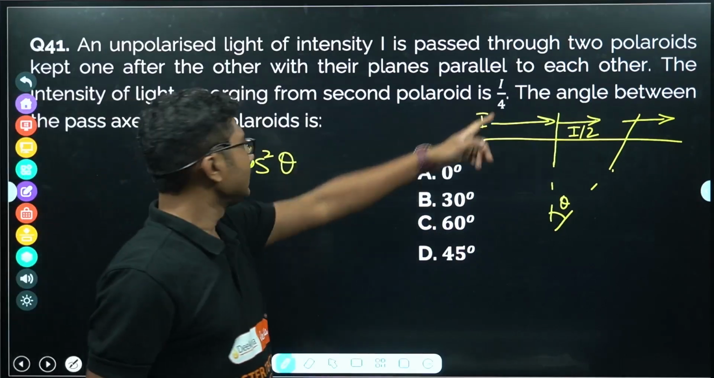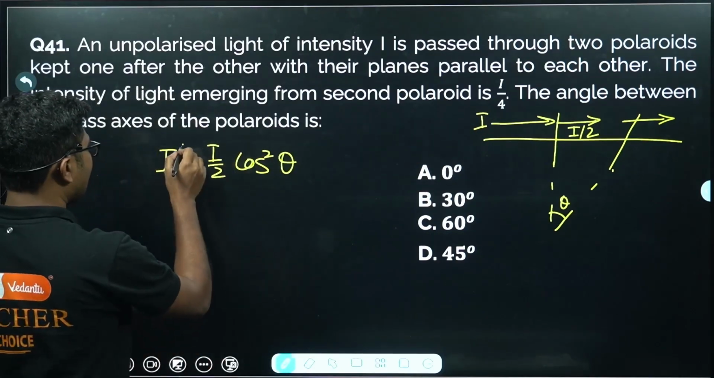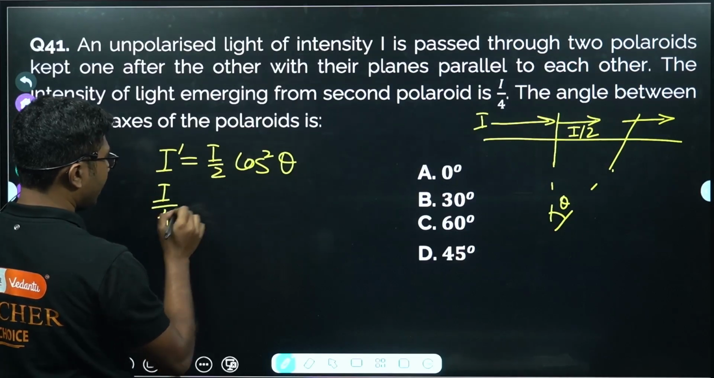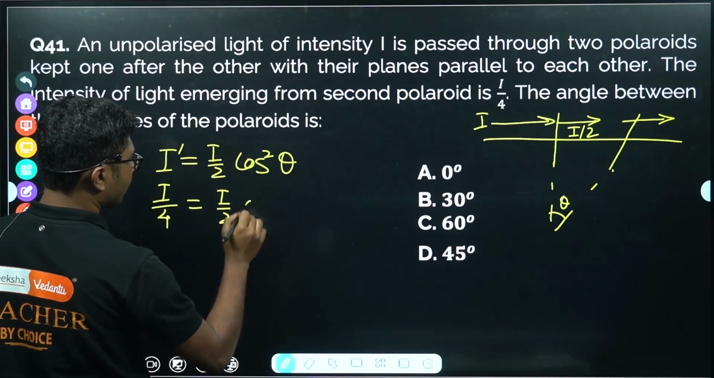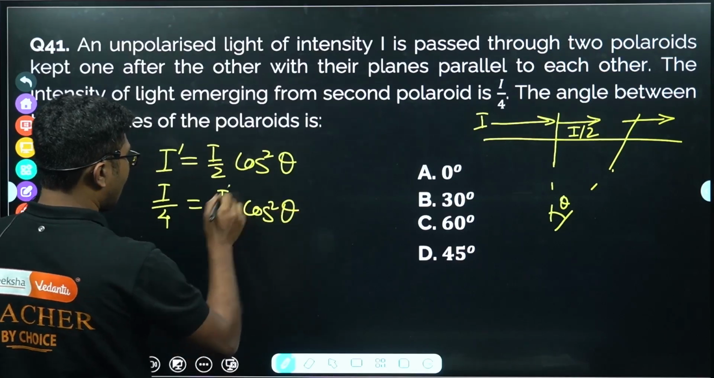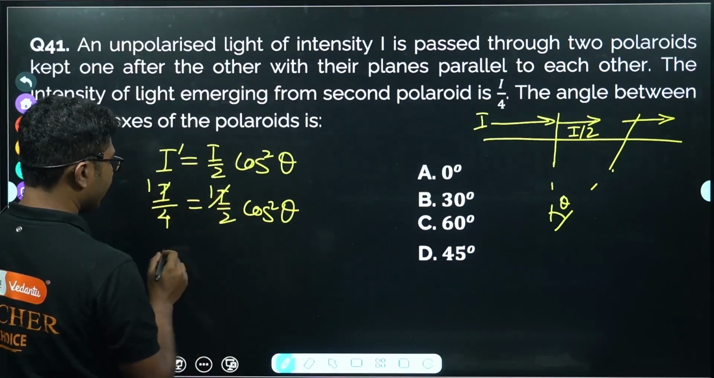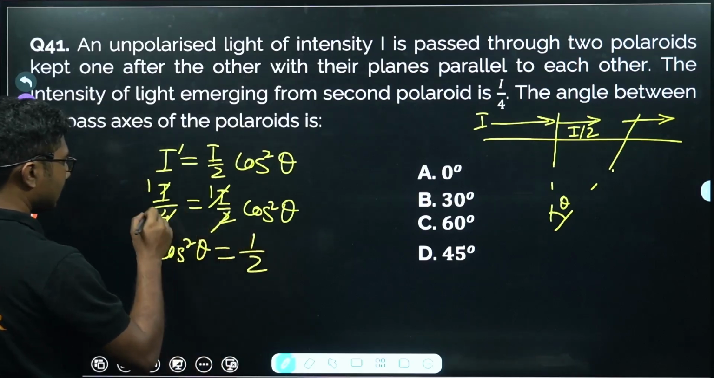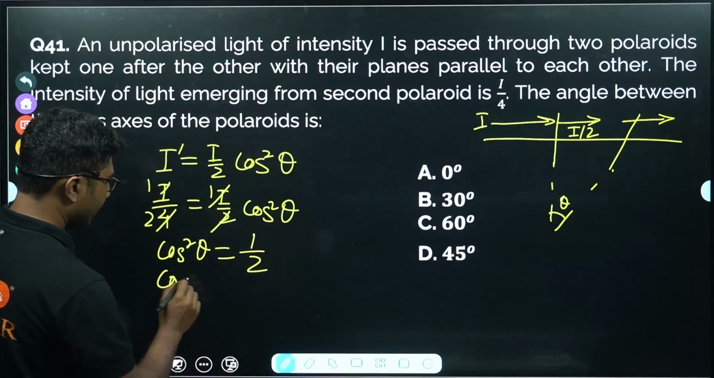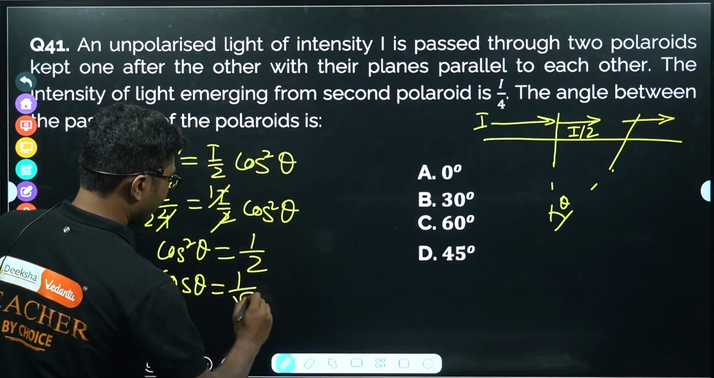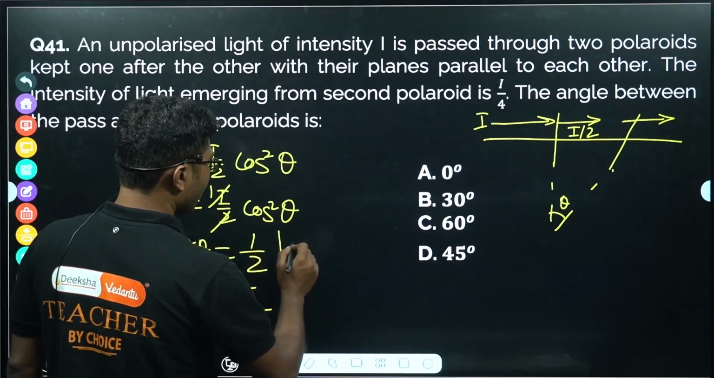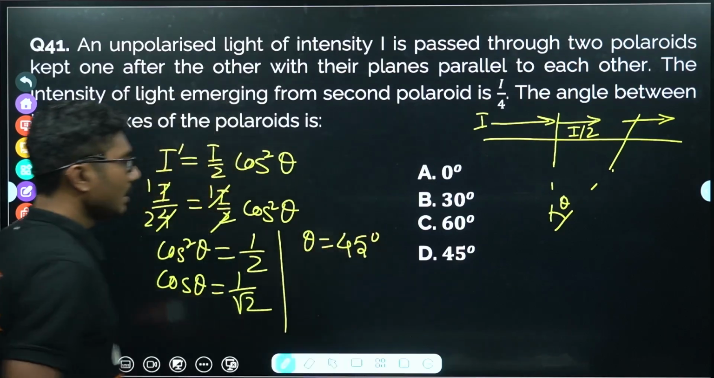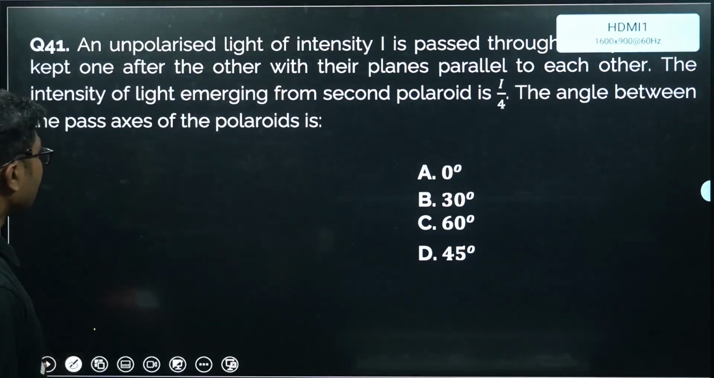Now this I dash is given as I by 4. So I by 4 equals I by 2 cos square theta. I cancels, so we get cos square theta equals 1 by 2. So cos theta is equal to 1 by root 2. Now when is cos theta 1 by root 2? Cos 45. So theta is equal to 45. Right? Simple. Now let's move on to the next question.